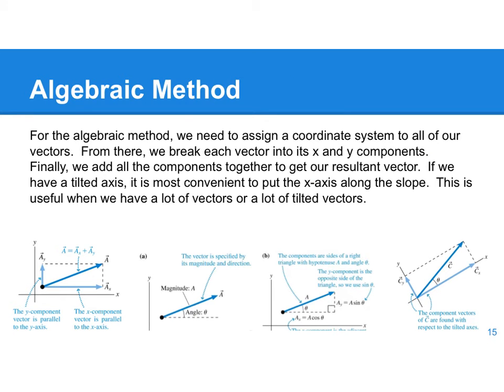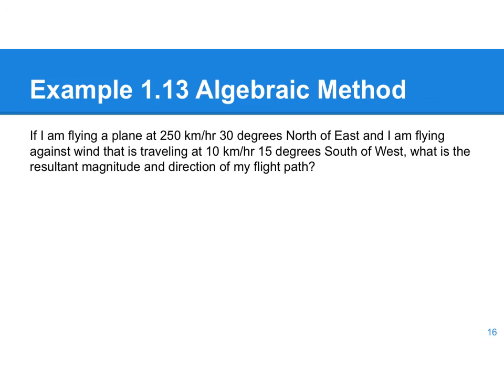Okay, the next method, and this is the important thing to get out of today, is the algebraic method. The algebraic method is great anytime I have vectors that are going at angles. So we need to assign a coordinate system, and then we break our vectors into x and y components. We can add all of the x components together and add all of the y components together to get our resultant x and our resultant y, and then we can get our resultant vector using those components. This is useful when we have a lot of vectors or a lot of tilted vectors.